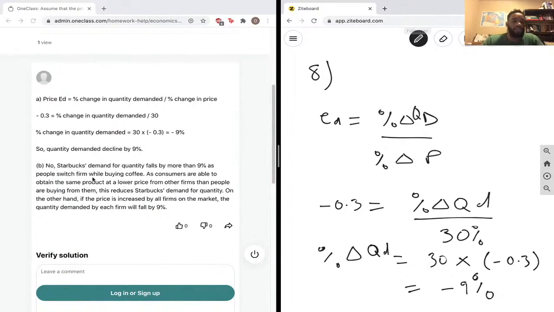Our tutor said, no, Starbucks' quantity demanded falls by more than 9% as people will switch firms when buying coffee, as consumers are able to obtain the same product at a lower price from other firms than the one they are buying from. This reduces Starbucks' quantity demanded. On the other hand, if price is increased by all the firms in the market, then the quantity demanded for each firm will fall by 9%.